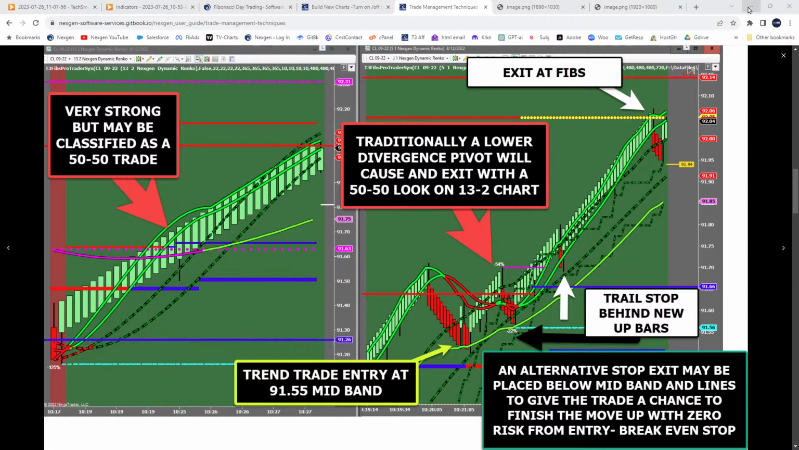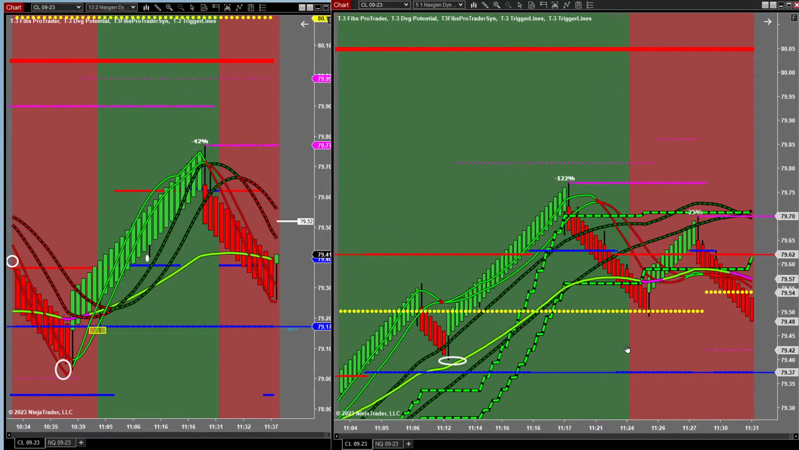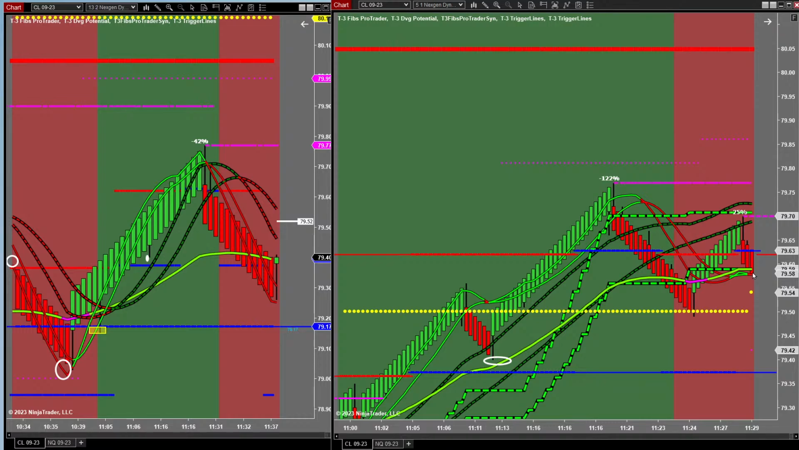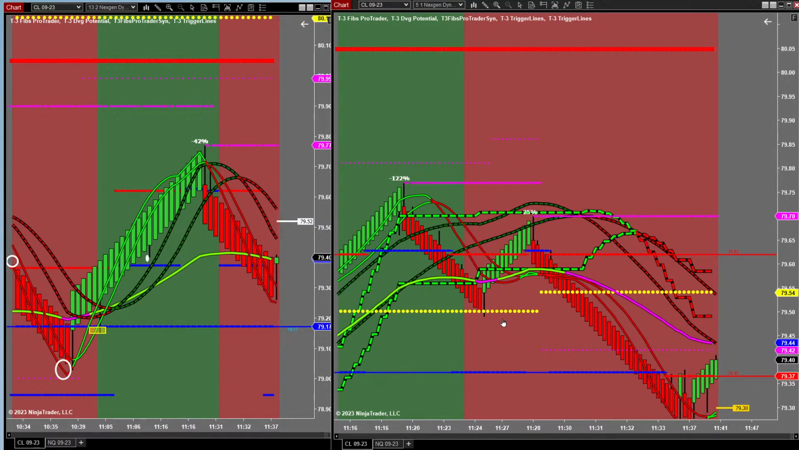But I do have to say, after a second divergence, you can get out, and that's the end of it. And then you can get back in later. It's no big deal.